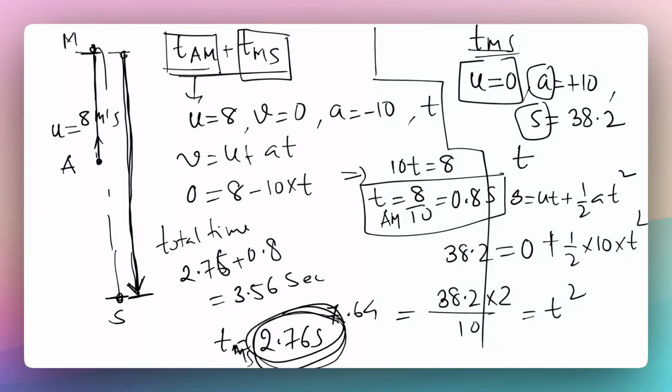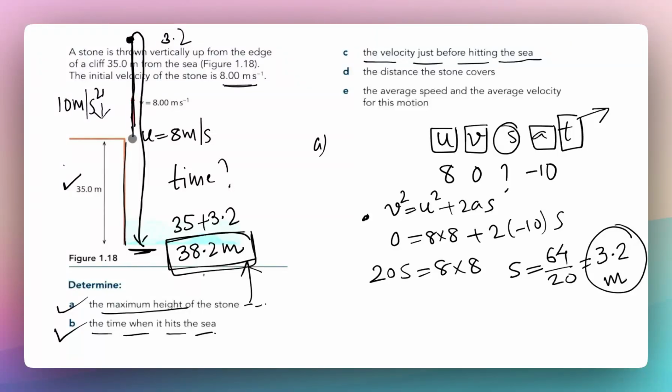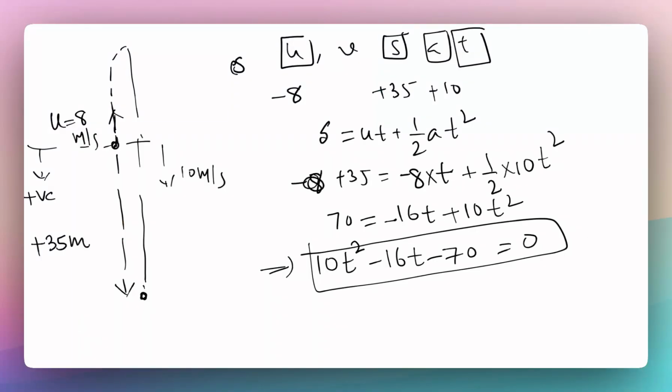Now let's look at part C, which says the velocity just before hitting the sea. So we want to know what is the velocity just before hitting the sea. We are interested in this v final. Now we already know in this way also, right? Our initial velocity u is minus 8, my s is 35, the a is plus 10, and we have to find v.